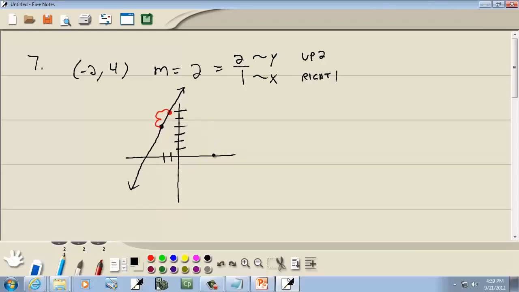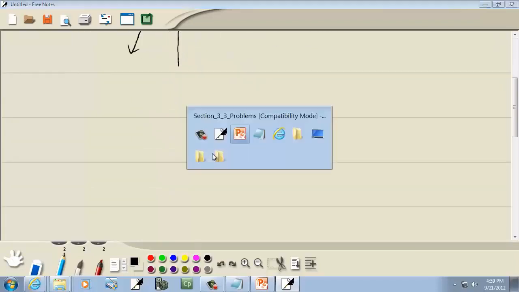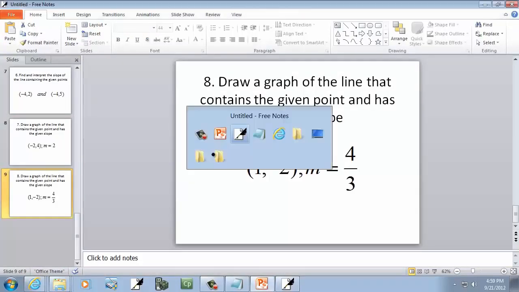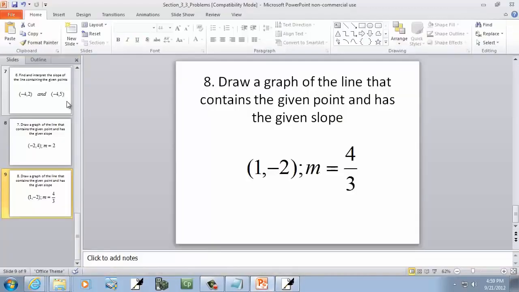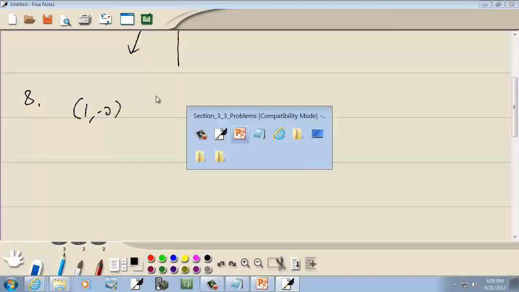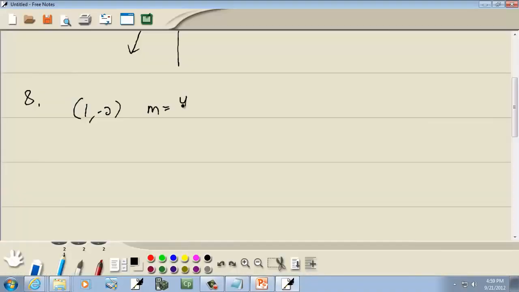Again, they're just kind of getting used to what the slope is used for, what it represents, and so forth. Let's take a look at another one. We got 1, -2, and m is equal to 4/3. Well, again, we want our slope to be in fraction form, and it is. And this is y, and this is x, changing y over changing x. Now this is a positive 4, which means we're going to go up 4. If it was a negative 4, we'd go down 4. Well, this is a positive 3, which means we'll go right 3. If it was a negative 3, it would go left 3.